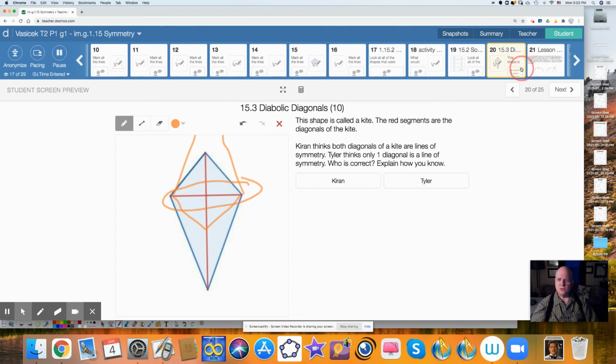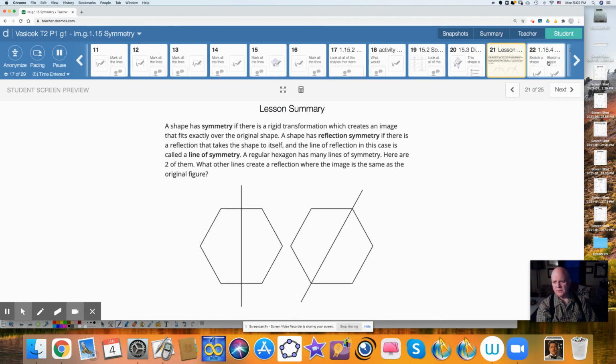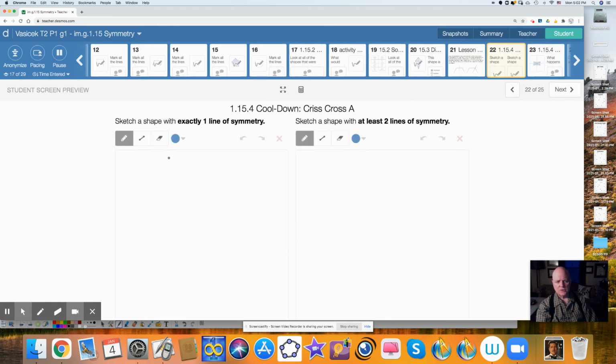And in the lesson, you can read the lesson summary. I will not read it here. Make sure that you read it. There's sketch 1 with exactly 1 line of symmetry. I'll do that for you right now. We could do an isosceles triangle. It has 1 line of symmetry. You could do a shape with at least 2 sides.